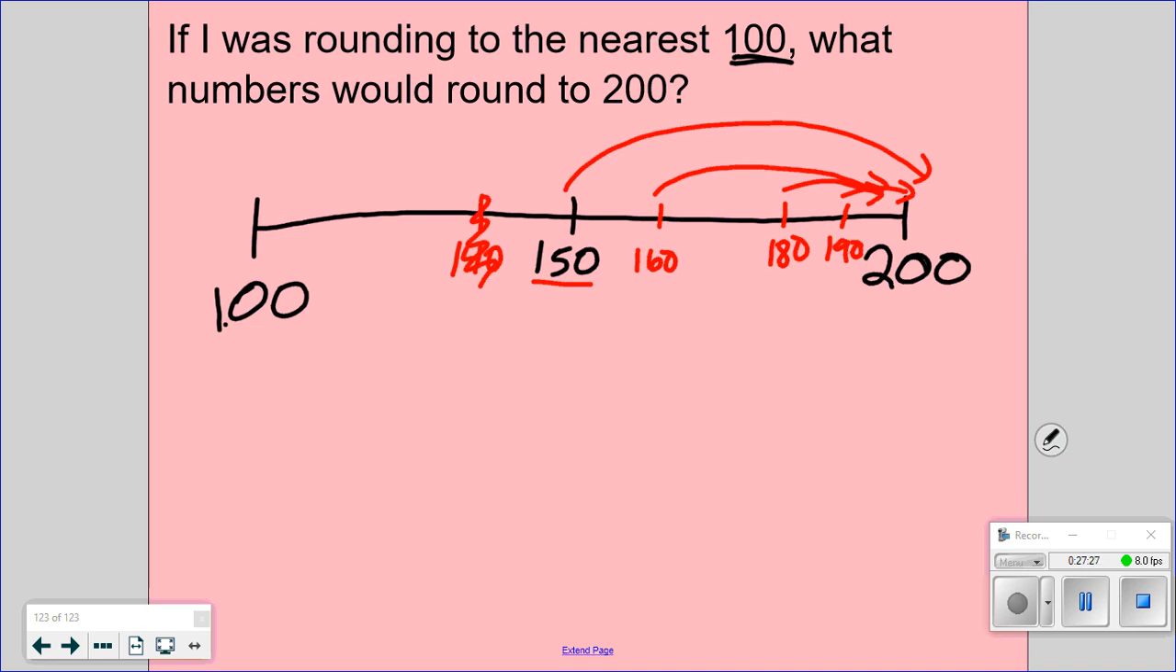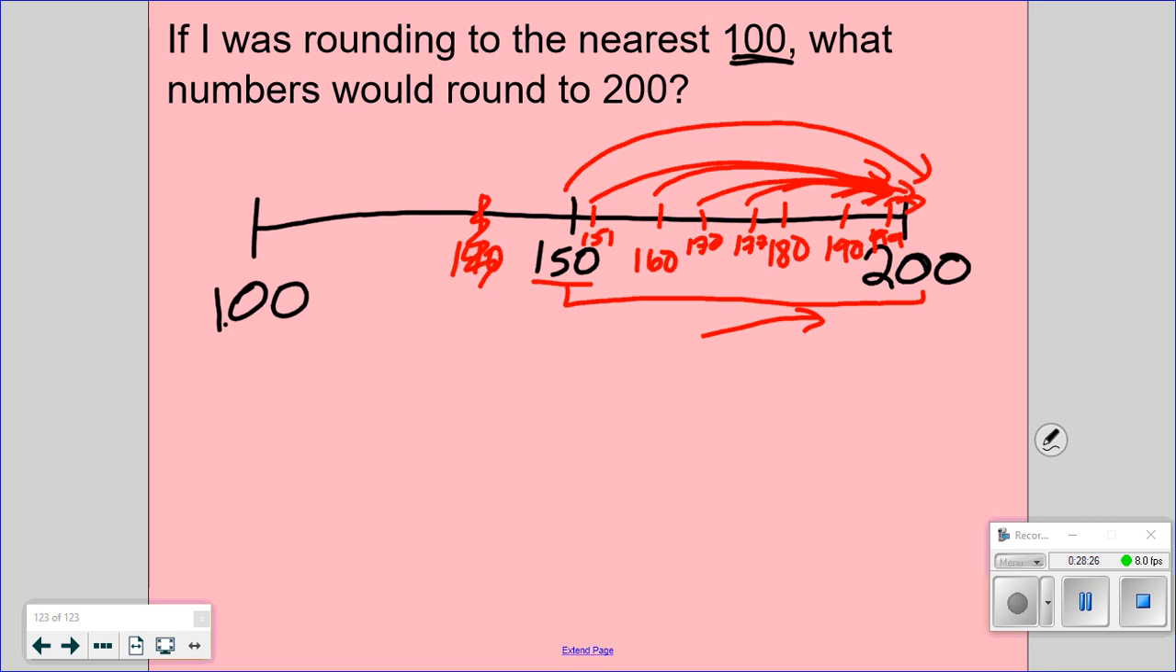Gwen? 170. 199. That'll work. Michael? 177. That'll work. Devin? 170. That'll work. Harper? 151, 152, 153, 154, 155, 156, 157, 158, 159. All of the numbers from here to here will round up to 200.